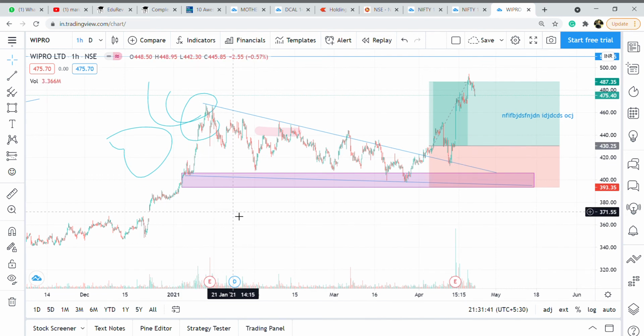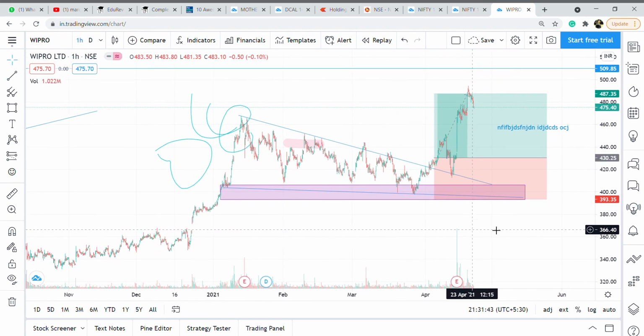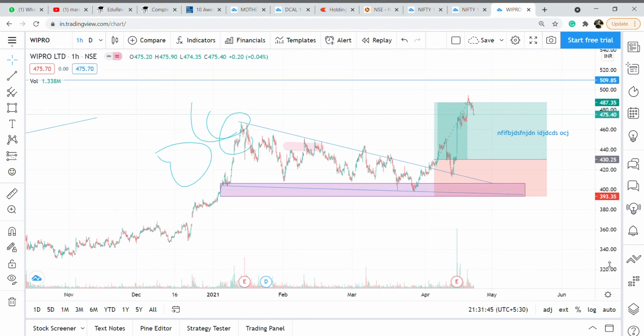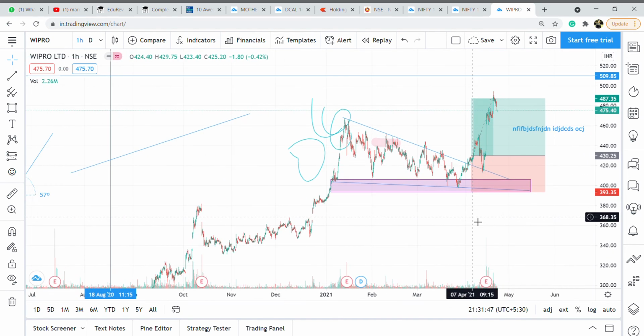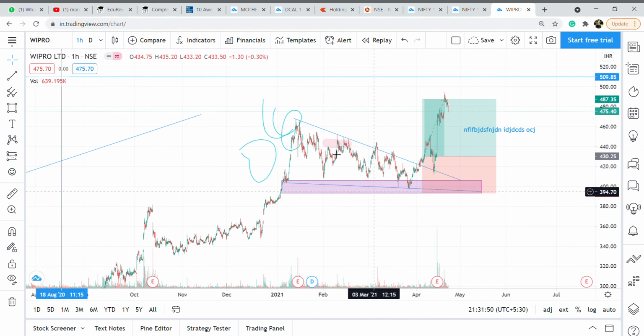Highlight those points. Once you get the knack, once you are an expert in reading charts, you are trying to find these big moves. That's it.